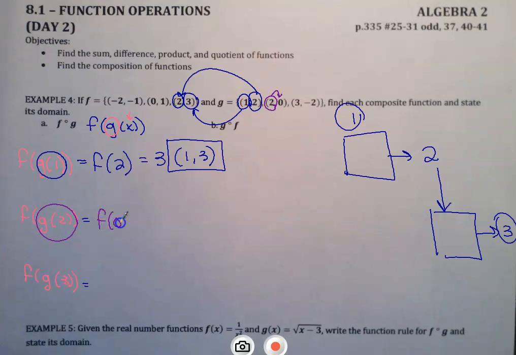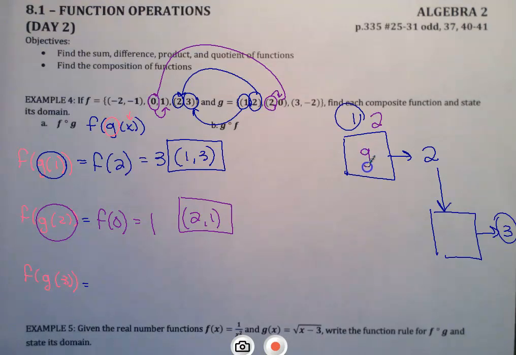So now we want the f of 0. Well, we got to come back here. Where is there an f of 0? Hey, right here. So what's its y value? 1. So this ordered pair is 2, 1. Like in our function machine this time, if we put a 2 into the g, we get out a 0. And if we put a 0 into the f machine, we're going to get out a 1.